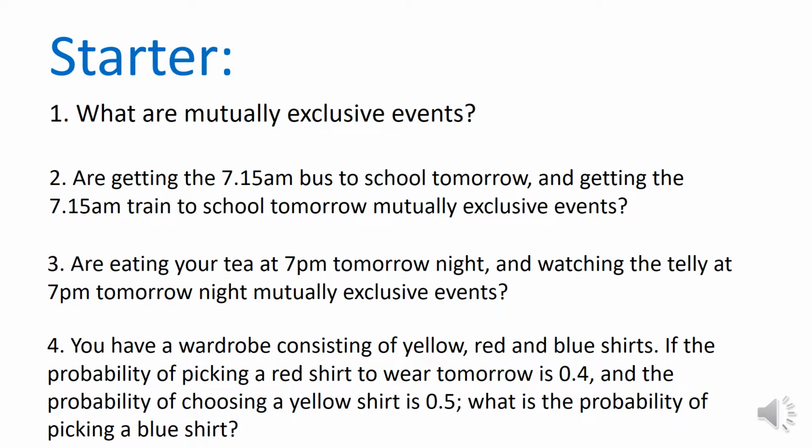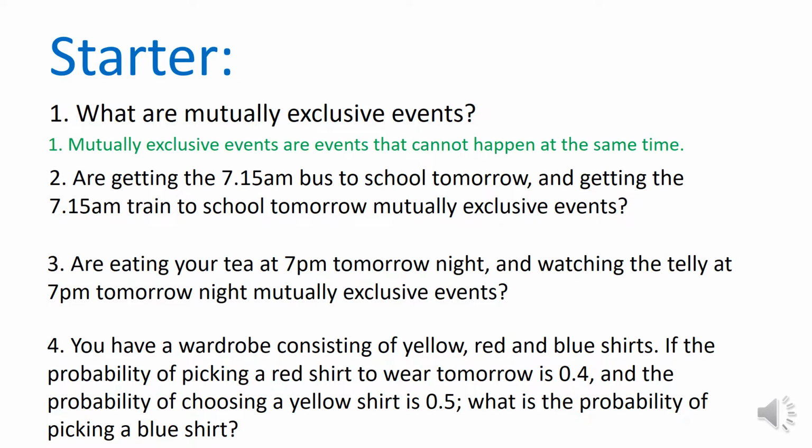Mutually exclusive events are events where both can't happen at the same time. So an example of that would be it raining and it not raining. It can't be doing both of them at the same time. Question 2, getting the 7:15 AM bus to school tomorrow, getting the 7:15 AM train to school tomorrow, mutually exclusive events. Well, you can't get on a bus, on a train, so that would be mutually exclusive.